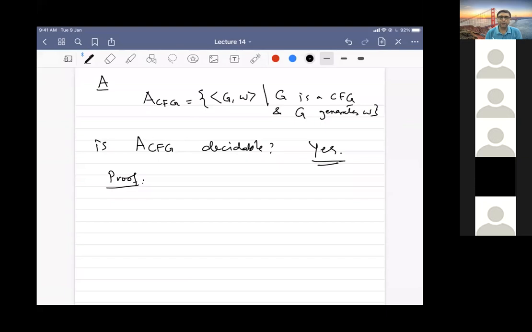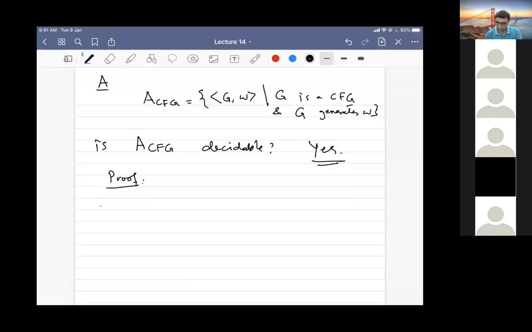An even higher level description of this would be that from a given CFG, construct a pushdown automaton and pass this W to that pushdown automaton. If the pushdown automaton accepts it, accept. If it does not accept it, then reject. It's a higher level proof, so I will not go into detail of the proof. But this is actually decidable. Okay.